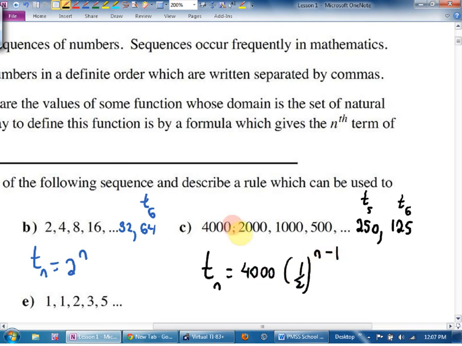Let's try it for this one. Put a 2 there. What's 2 take away 1? 1. What's 1/2 to the 1? What's half of 4,000? Works.